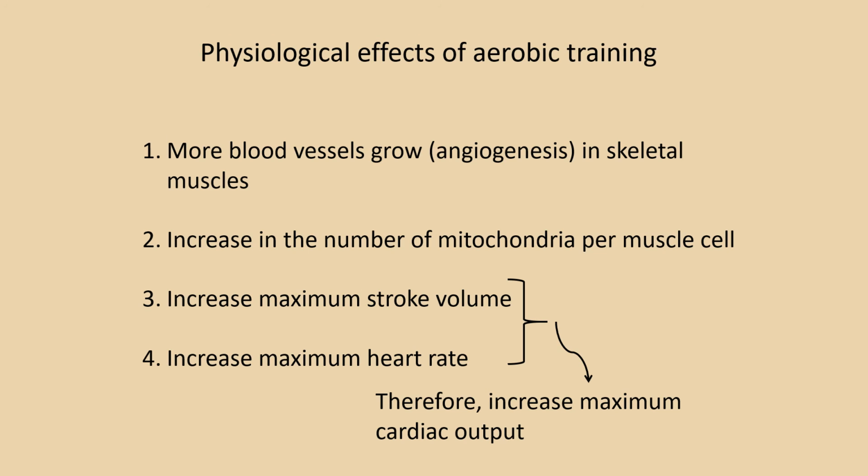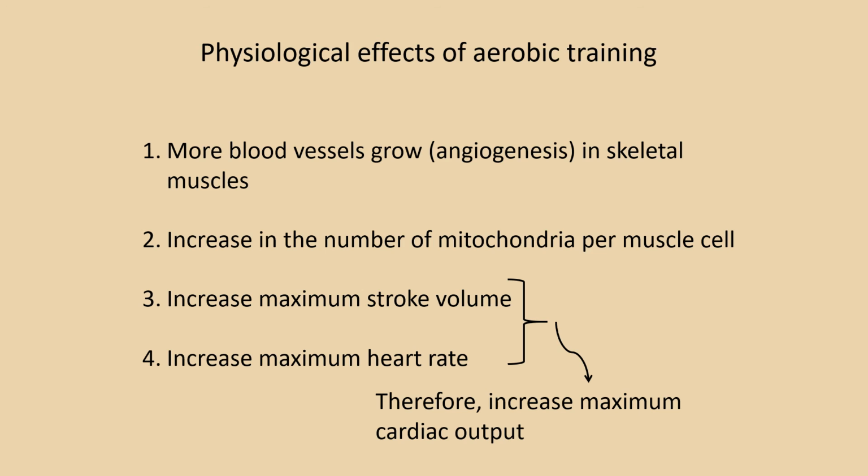So in point 1, angiogenesis occurs in the muscles that you're using frequently in an aerobic capacity. If you're running, your leg muscles, for example, become better vascularized, meaning new blood vessels grow. There are more blood vessels in the quadriceps of a runner than in the quadriceps of a sedentary person. More blood vessels enables the cardiovascular system to better deliver oxygen and nutrients to that tissue.